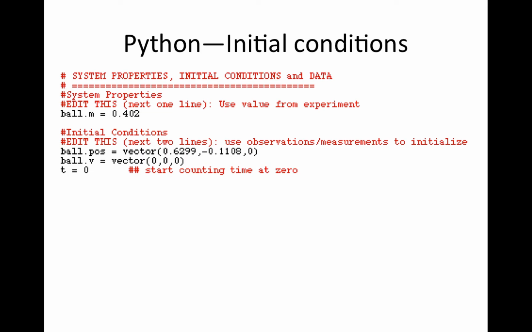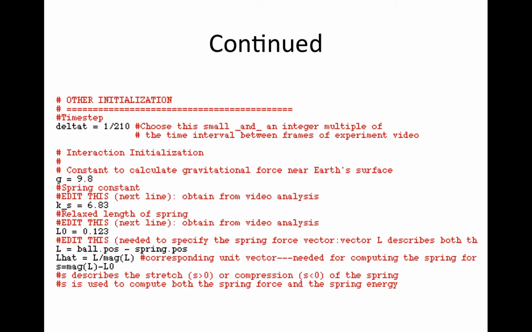Moving into the code in Python, I set the initial conditions. The mass is 0.402 kilograms, the initial position of the ball is 0.6299 in the x direction and negative 0.1108 in the y direction. I also put the conditions for the gravity constant, spring constant, and relaxed length into the code, as well as the equation to calculate the spring force.